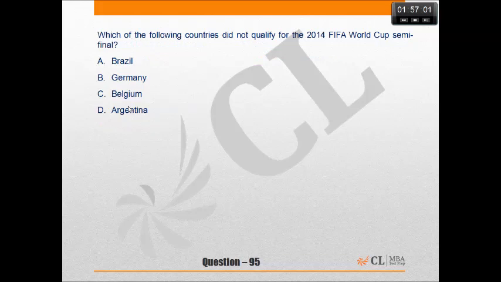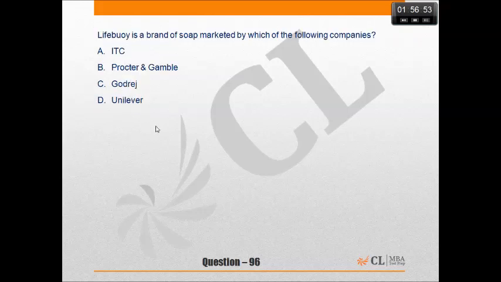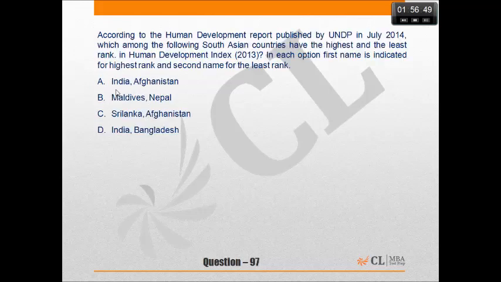Which of the following countries did not qualify for the 2014 World Cup semi-finals? World Cup, Belgium was not there. Okay. Lifebuoy is a brand of soap. Lifebuoy is Unilever, marketed by Unilever.